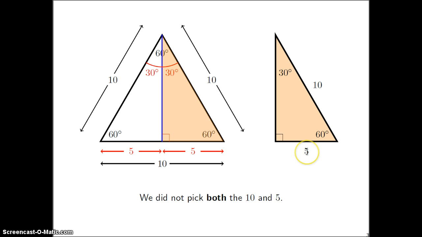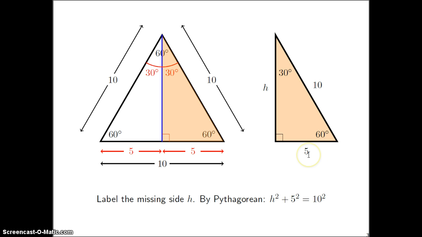Right? The point is that this 5 was exactly copied from over here, and this was 5 because it was, well, 5 plus this other 5 giving you 10. So these 5 and 10 are related, but we didn't pick both of these numbers. We started with the 10 and then the 5 popped out of it.